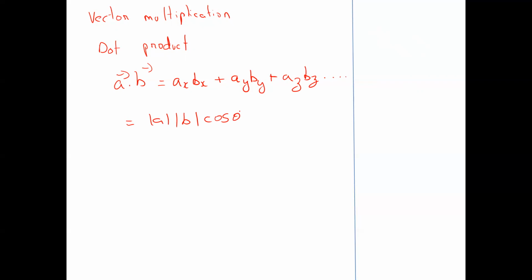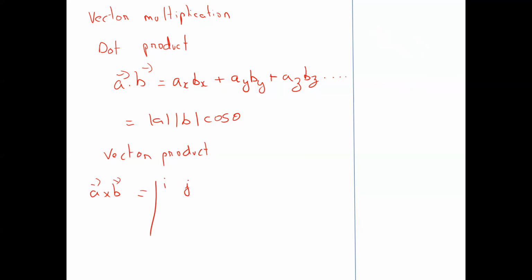And there's another kind of product called the vector product. This is called the vector product because the resulting answer is a vector. Here in the dot product it's a scalar, so you multiply the components and you get only a number. But here you will actually get a vector. So a cross b, the vector product, is represented by this cross.